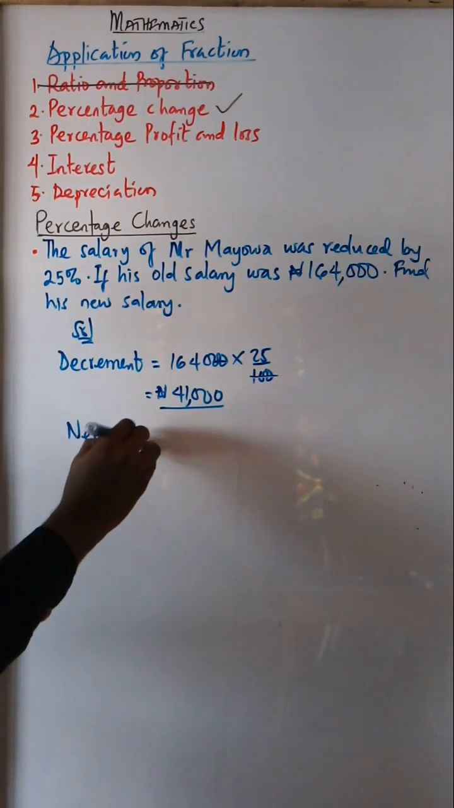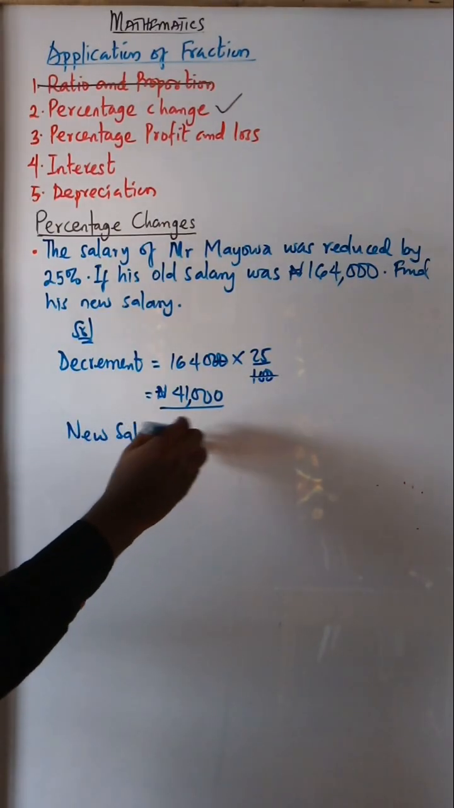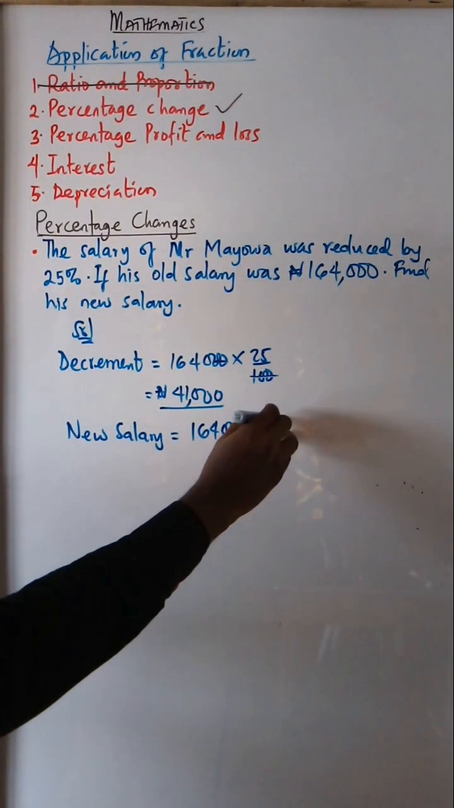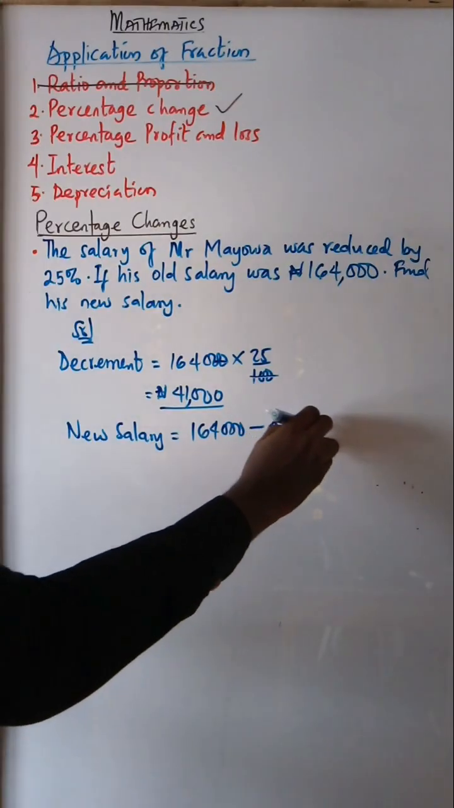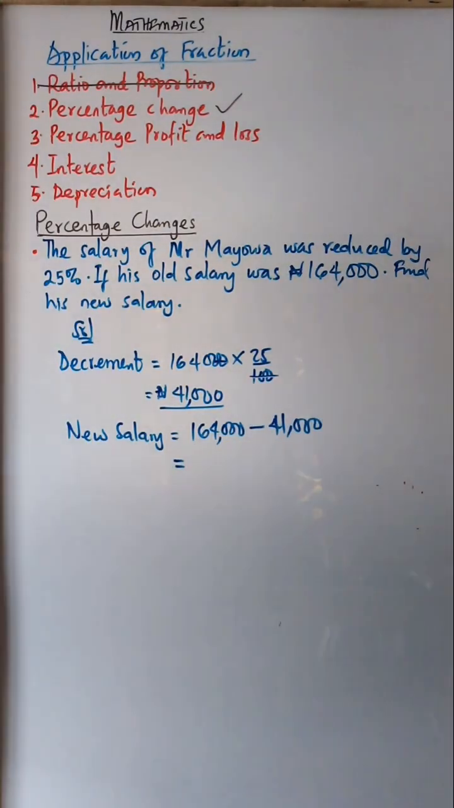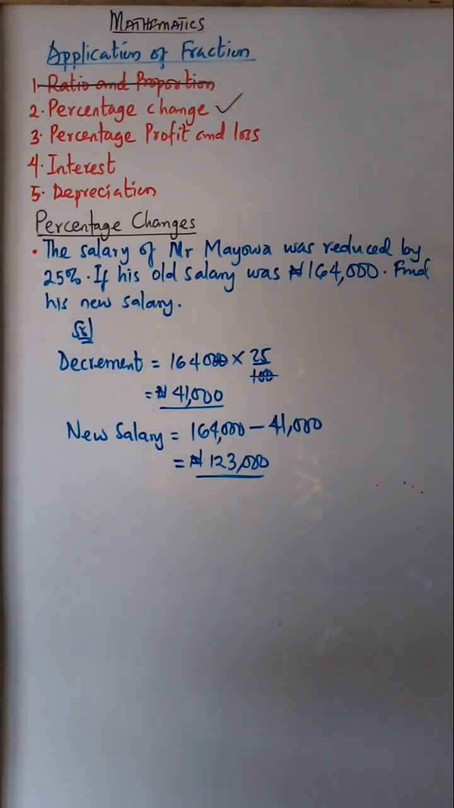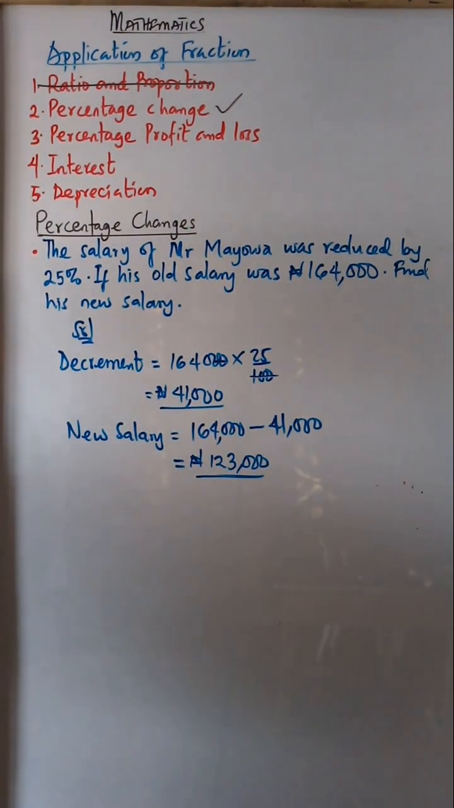So what will be his new salary? His new salary is going to be the old salary, 164,000, minus the reduction in salary, which is 41,000. From here we get his new salary to be 123,000. So from 164 it has dropped to 123 because of the 25% reduction.